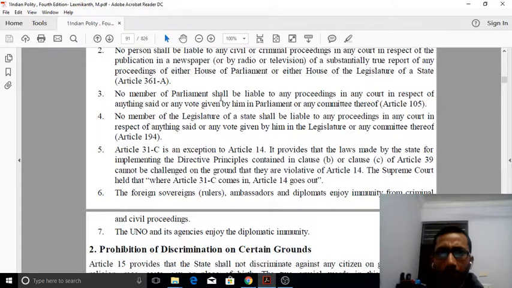No member of Parliament shall be liable to any proceedings in any court in respect of anything said or any vote given by him in Parliament or any committee thereof. That is what Article 105 deals with. Under Article 105, no MP shall be liable for any proceeding in court in respect of anything said or any vote given by him in Parliament, right?